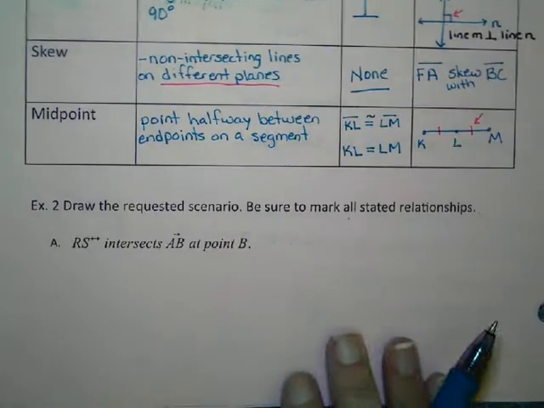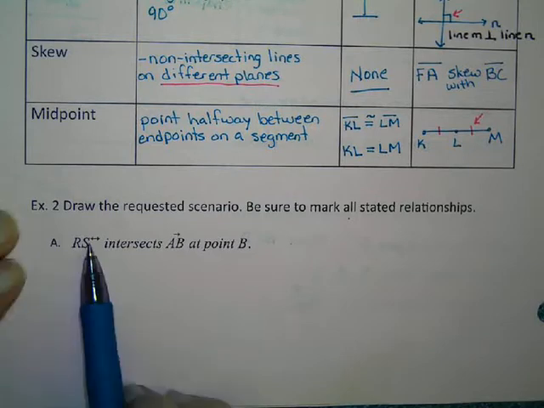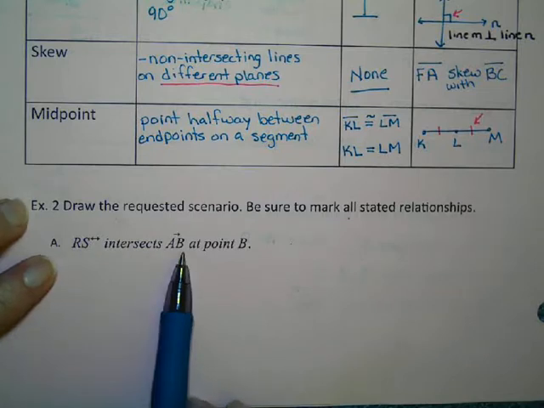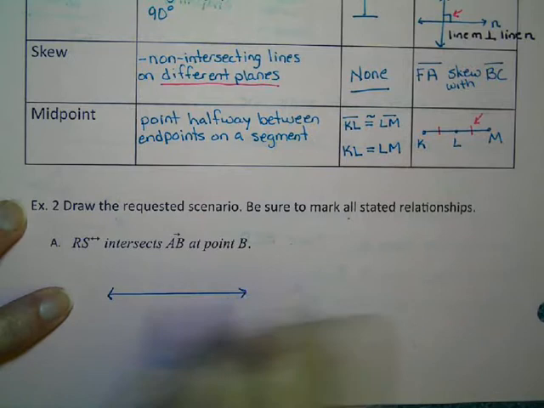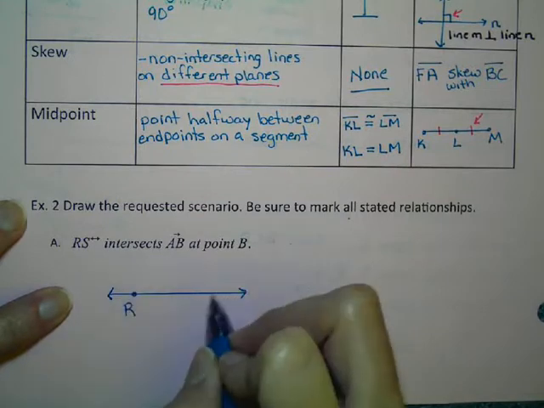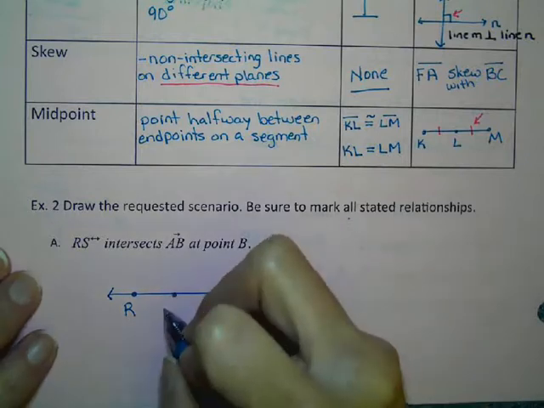Alright, so let's read something and see if we can draw it. Draw the requested scenario. Make sure you mark all stated relationships. Alright, so this says line RS intersects ray AB. So I'm going to draw a line. I'm going to put an R and an S on it. It says intersects ray AB at point B. So if it has to intersect at point B, B has to be somewhere on that line.